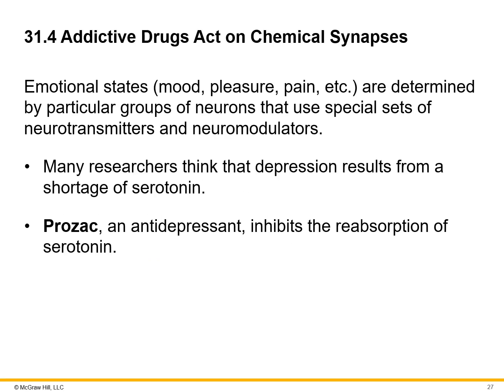All right, whenever we talk especially about dopamine, we need to talk a little bit about addiction. Addictive drugs act on these synapses. Again, our emotional states, our mood and pleasure are determined by specific neurotransmitters and neurons, particularly dopamine and serotonin. We now are pretty confident that depression results from a decrease in serotonin. So medicines like Prozac, that's an antidepressant, it inhibits the reabsorption of serotonin. So it modulates serotonin, keeps it in the synapse longer to make an individual feel happier than they would without the medication.